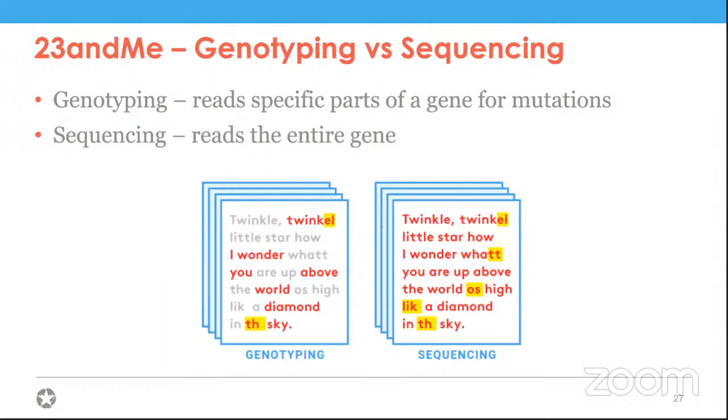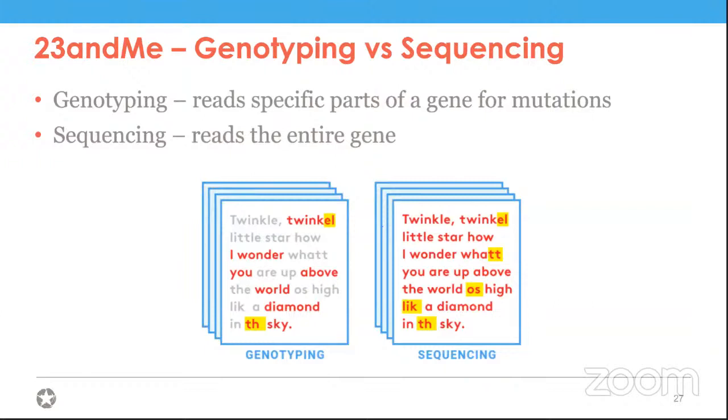At the time of 23andMe's launching, the cost of sequencing a single human genome was around $300,000. And while the cost of sequencing has considerably decreased over the years, it isn't a financially accessible option for your average consumer. So instead of using sequencing technology, 23andMe uses a technology called genotyping. Genotyping works by reading or spot checking specific parts of a gene for mutations linked to certain diseases instead of reading the entire gene.